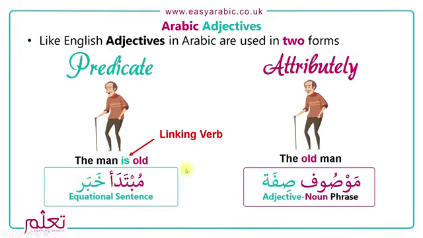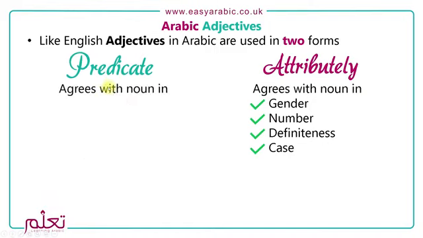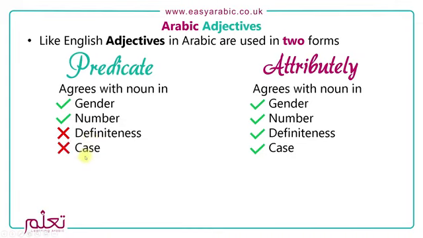We also covered the rules for attribute and predicate. We said that when the adjective is used as an attribute, it has to agree with the noun in gender, in number, in definiteness, and also in case. And when it's used as a predicate, the adjective agrees with the noun in gender and number, but not in definiteness or case.